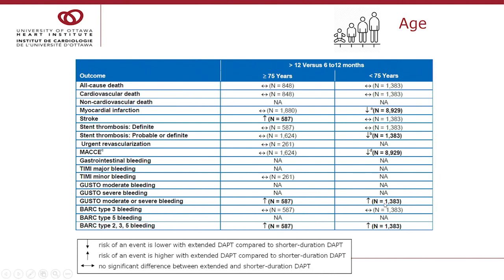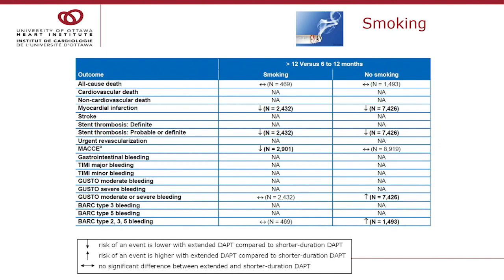But there's no asterisk on the fact that the bleeding is up, either by the Gusto or the BARC definition. And finally, the last group, smoking. If the patient smokes, and you put them on extended DAPT, you'll see a reduced risk of MI, a reduced risk of probable or definite stent thrombosis, a reduced risk of MACE, and nothing with respect to increased risk of bleeding. On the no smoking side, you'll see again a decrease in MI, a decrease in risk of stent thrombosis associated with extended DAPT, but an increase in the moderate bleeding in the BARC definition of bleeding.